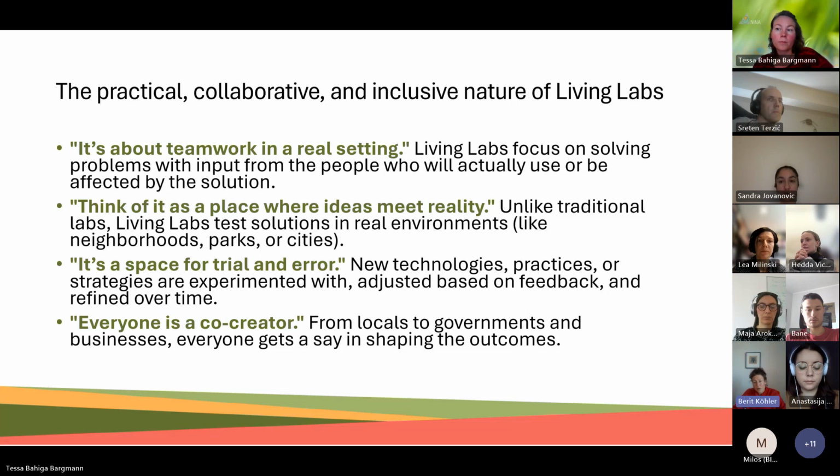That is, new technologies, practices, or strategies can be experimented with, adjusted based on feedback, and refined over time. And everyone is here potentially a co-creator. So from locals to governments and businesses, everyone should get a say in shaping the outcomes.